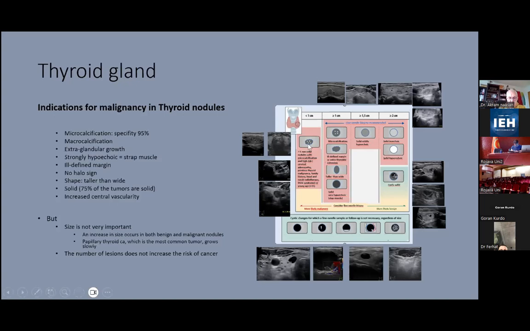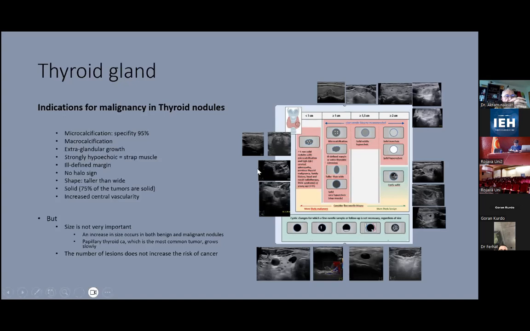If it is less than 1 centimeter, but the patient is young and has risk factors, you have to take a biopsy. Also macrocalcification, as in this patient. Extranodular growth, so the lesion grows outside the thyroid gland. When the lesion is strongly hypoechoic, it has the same echogenicity as the strap muscle. For example, in this patient, you see the lesion, and the echogenicity is like the strap muscle here.